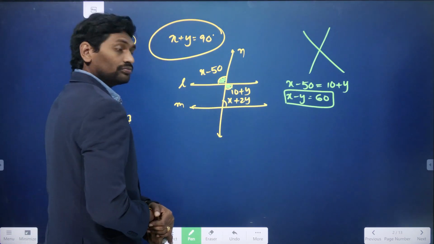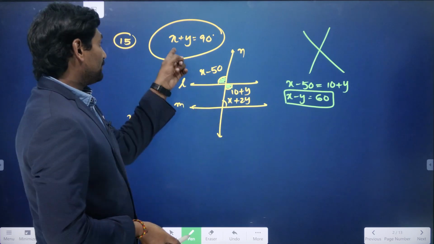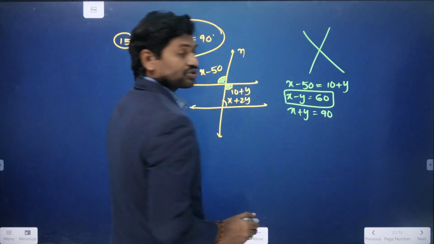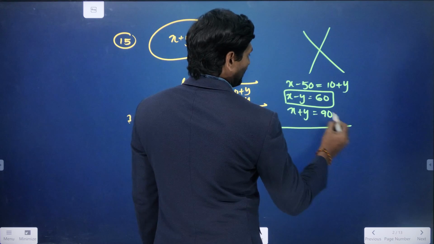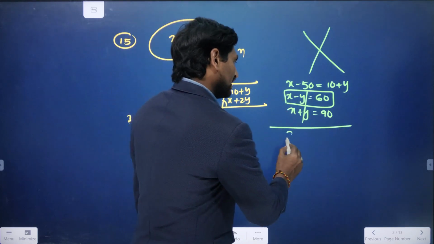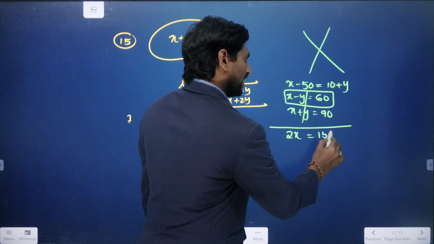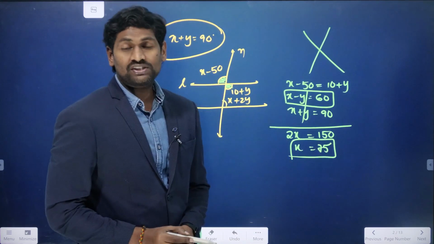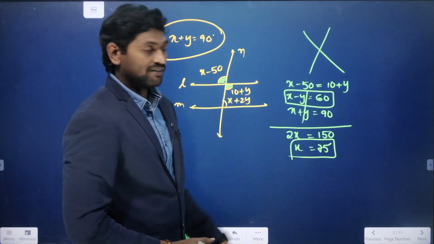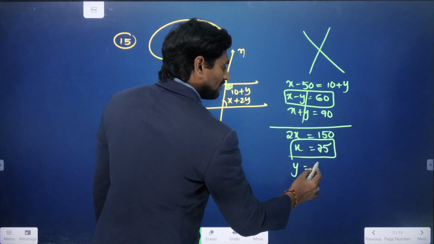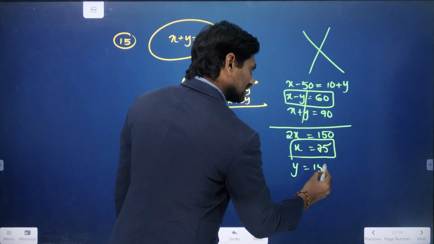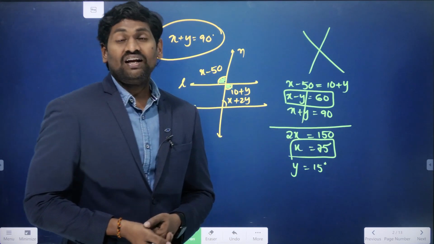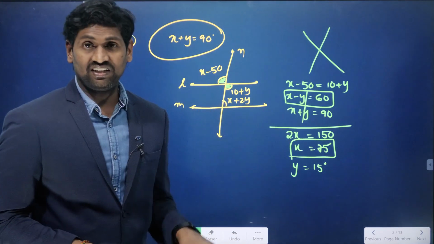Now let us check that x plus y equals 90 degrees. Solving these two equations by adding, minus y plus y cancel. So we get 2x equals 150 degrees, then x equals 75. 150 by 2 is 75. When x is 75, what could be the y value? Y is definitely 15 degrees, because the sum of the two angles is 90 degrees, as x and y are complementary angles.